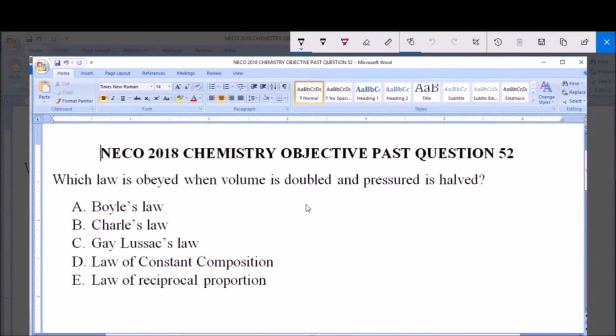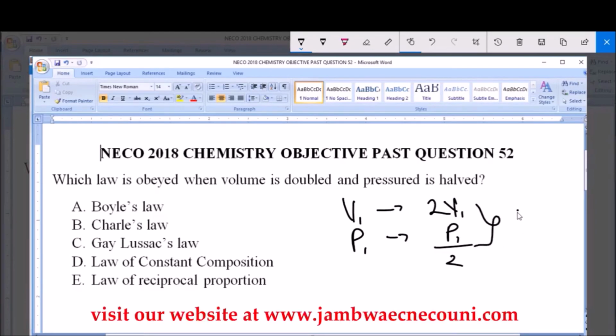Now this question says that the volume was doubled. That is, let's say we have V1, then it was doubled, so we had 2V1. And then the pressure is halved, meaning that we had P1 as the initial pressure and then it was halved, that's P1 over 2. Looking at this, you'll notice that since the volume was doubled, there was a decrease in the pressure by half. And this simply implies that the volume is inversely proportional to the pressure.